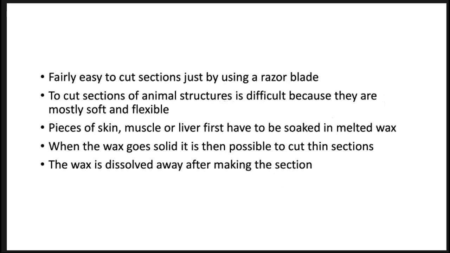So it is fairly easy to cut sections just by using a razor blade. Cutting sections of animal structures is difficult because they're mostly soft and flexible. So plant cells are easy to cut using a simple razor blade. However, animal structures have to be first soaked in melted wax. When the wax goes solid, it is possible to cut them into thin sections. And then that wax can later be dissolved away, allowing us to observe the sections under a microscope.